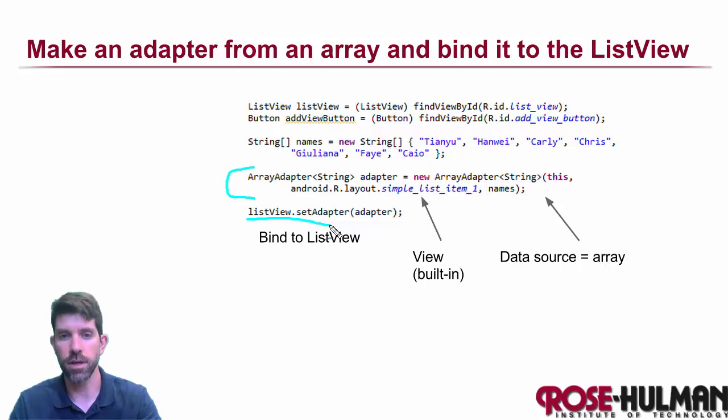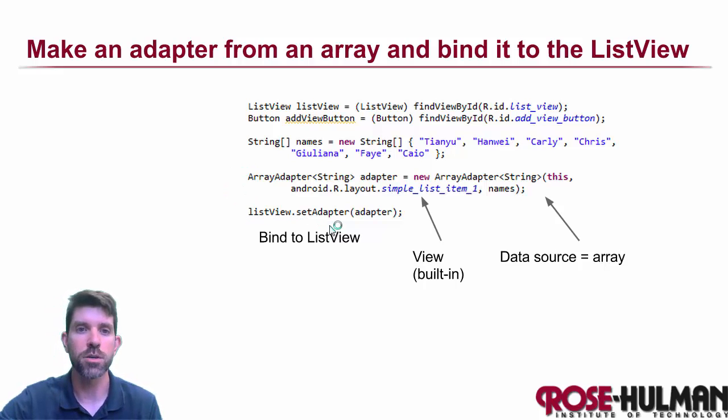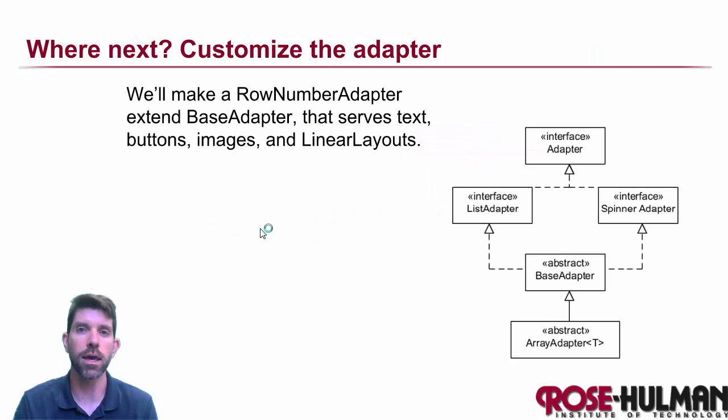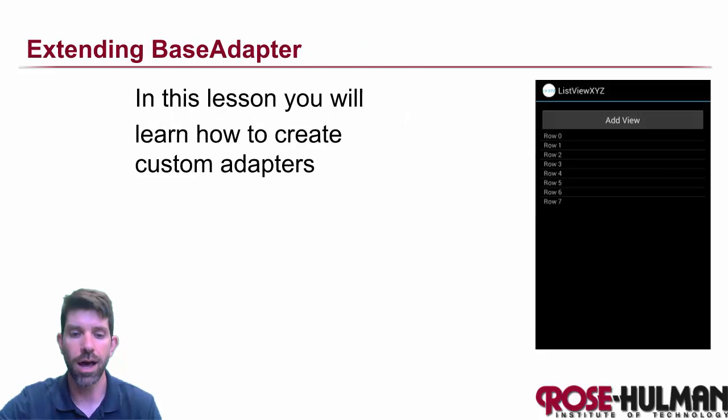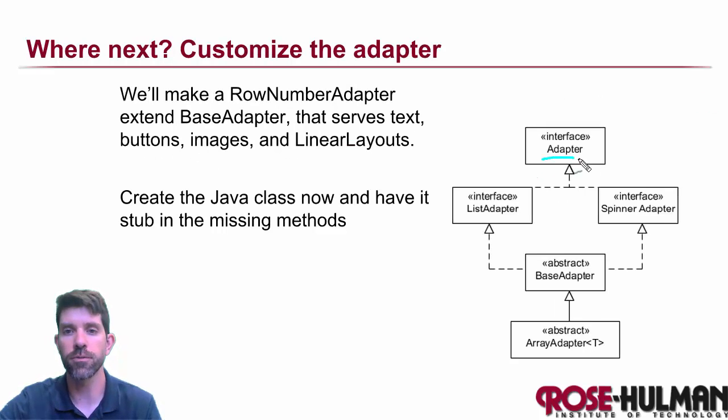So pretty nice, right? But of course, there's much more than this. You might ask where we are going to go next. The next thing that we're going to do is customize this adapter so we can do more interesting things. There's actually a whole hierarchy of different classes and interfaces that have to do with adapters. The basic one is the Adapter interface, and there are a couple of sub-interfaces from this for lists and for spinners that each add a couple of methods, but most everything is happening up here.